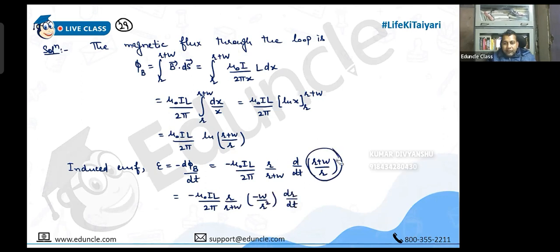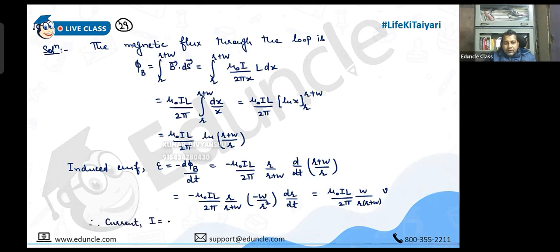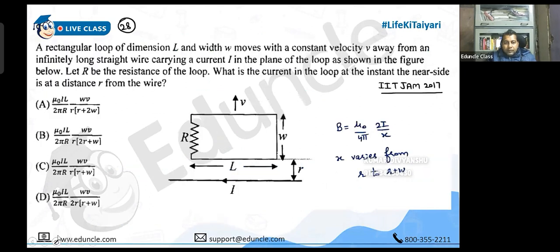Because I can write it as 1 plus W by R. dR by dt can be written as V. Therefore the current is E by R. So this is option C, you can check.